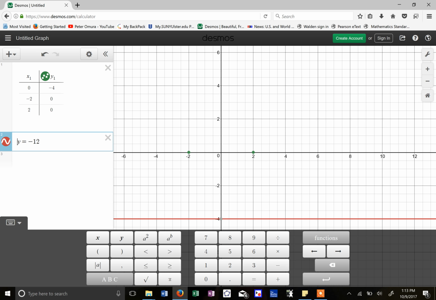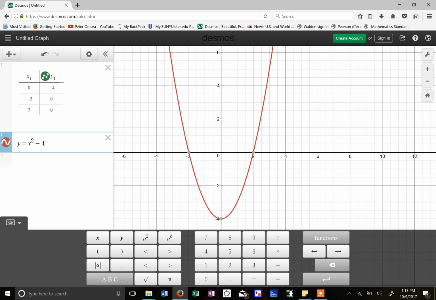Now I'm going to get rid of this equation because this is no longer true. But if you take a look at these three points, you should start realizing that it was x squared minus 4.